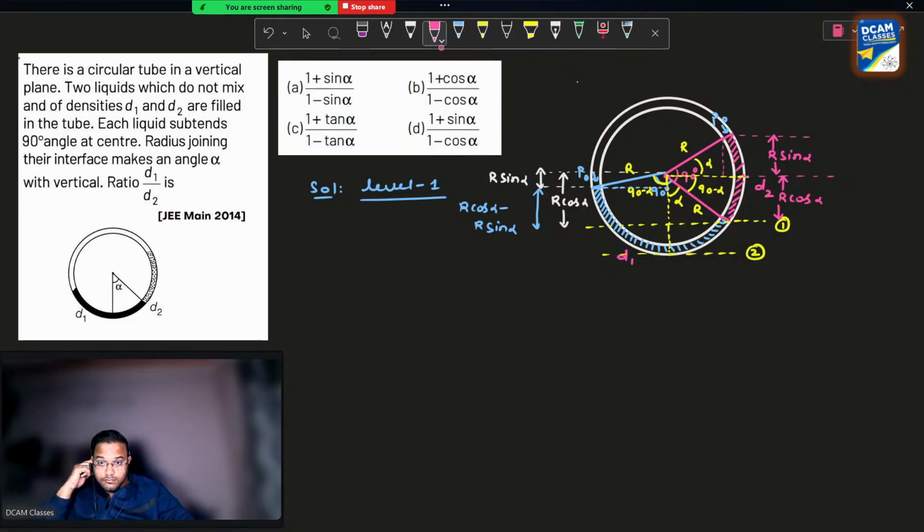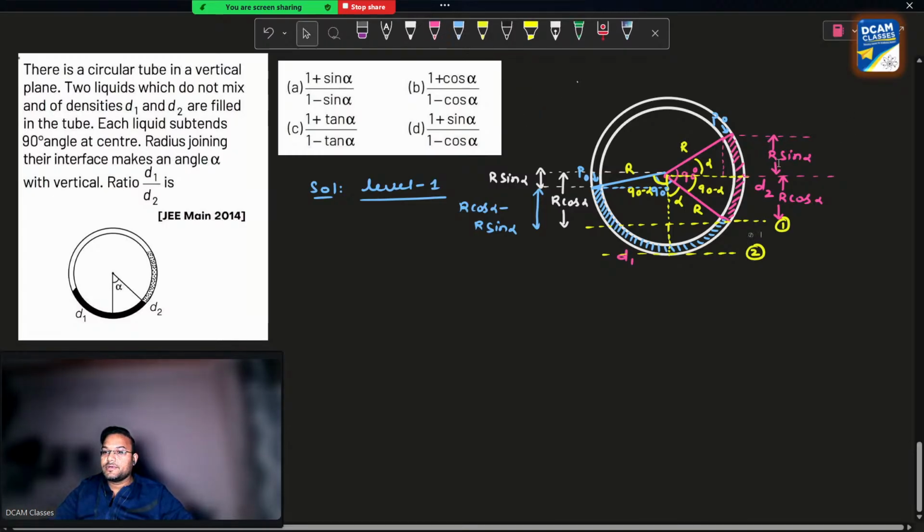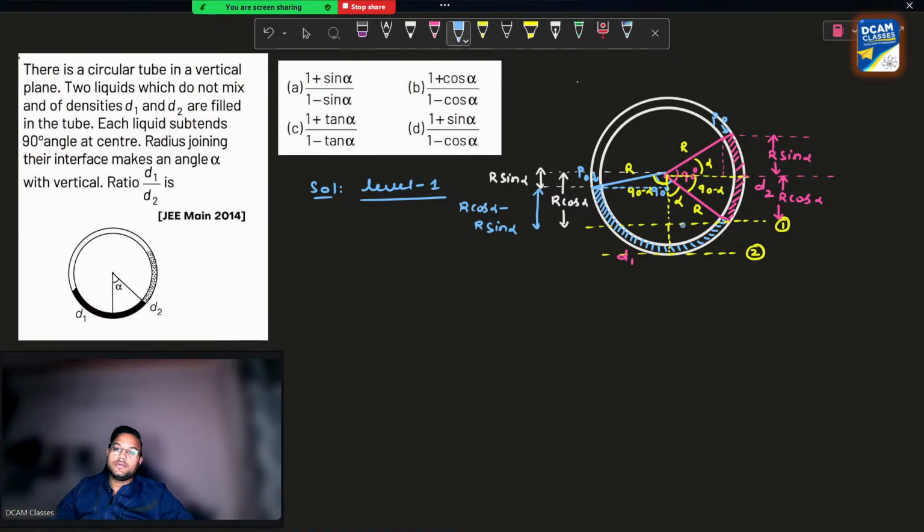Sir, could you solve it? See, are you able to see the heights that I have written? R sine alpha on this right part, R cos alpha on the left hand. So what I'm going to do, I have taken the level 1. I'll equate the pressure in the left limb at level 1 to the right limb pressure.